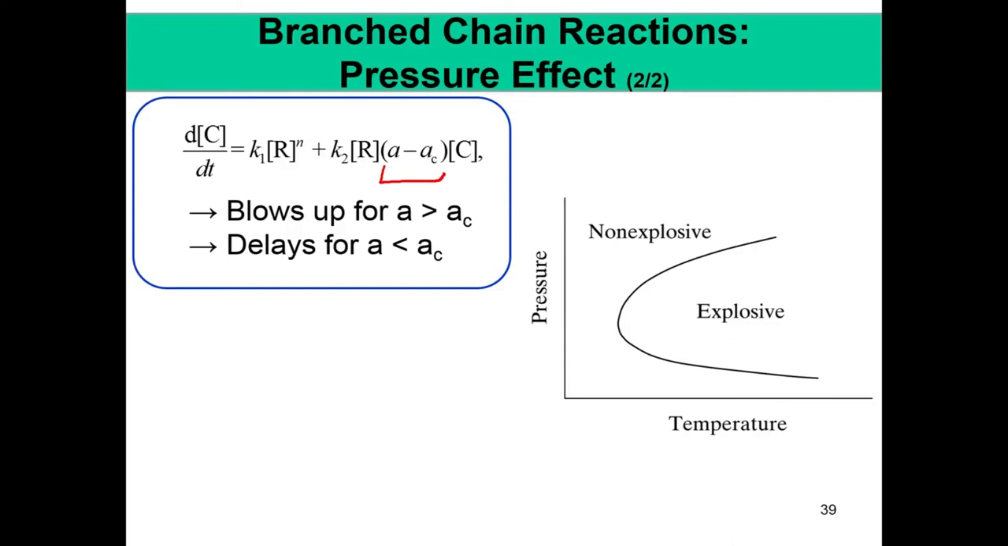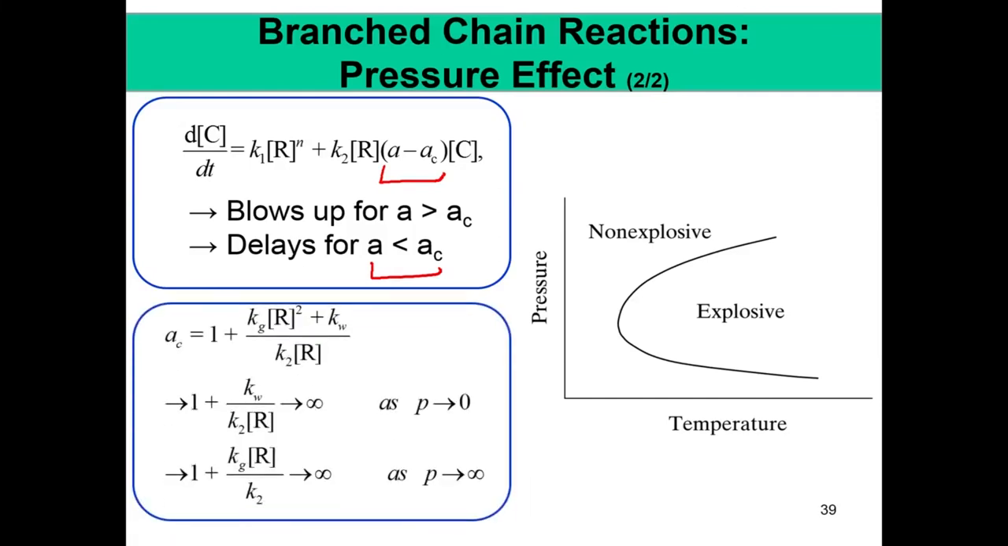And you know that when C concentration rapidly increases, the reaction will proceed very, very fast because C are very energetic. Whereas, it delays or decays if A is less than AC. Okay. Now, what is happening? How can we find out where it will blow up and where it will not blow up? We have to look into basically AC.